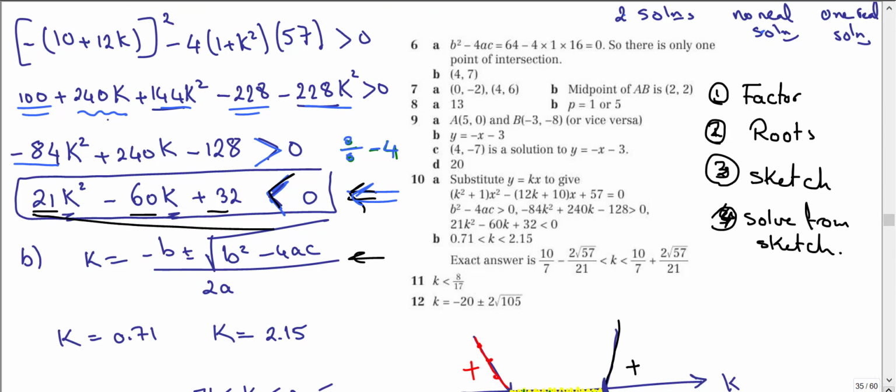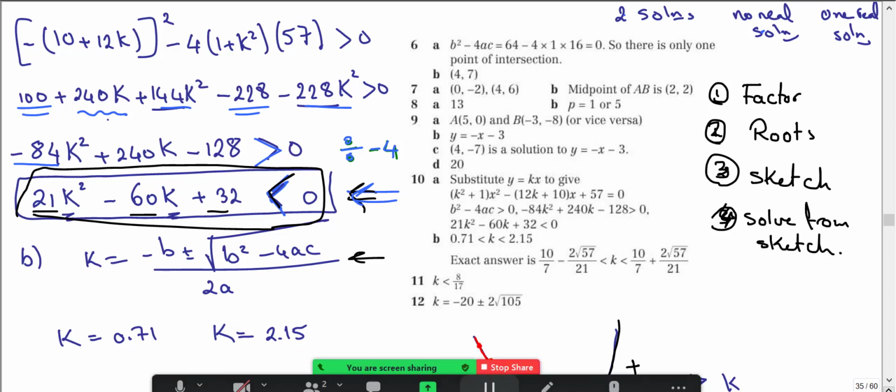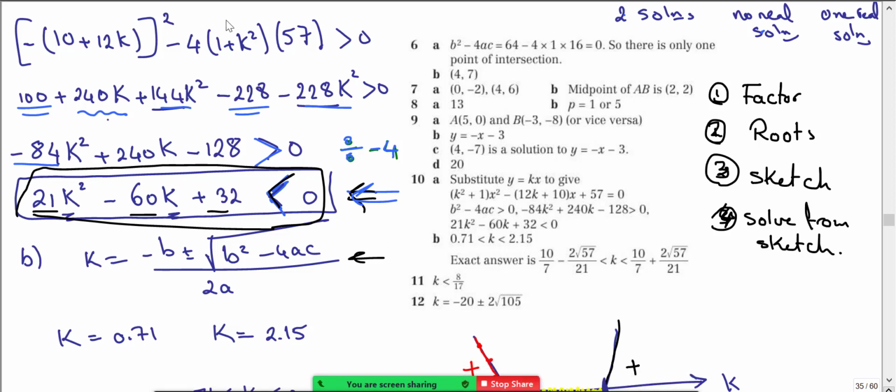You know how to solve this on the calculator? Adam? Sir, A, B, and C, yeah? Yes. Put it on the calculator. Press mode. Yes. Then equation. Yes. And then ax squared plus bx plus c equals 0. That's correct. Okay, for A is 21, B is negative 60, and C is 32.